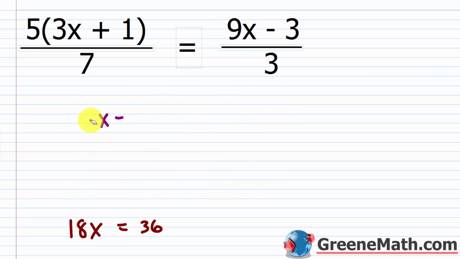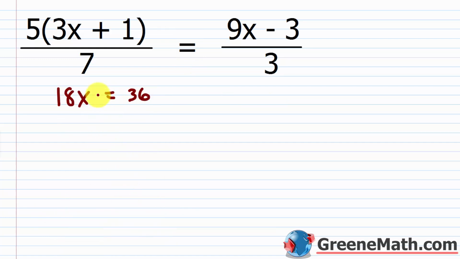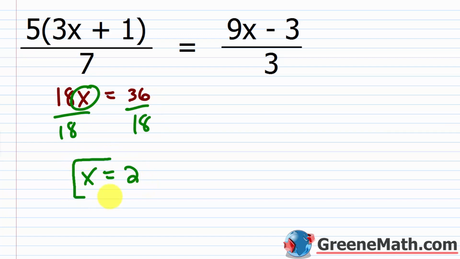All I'm going to do is divide both sides of the equation by 18 now so that I can isolate x. So let me drag this up here. I'm going to divide both sides by 18, so again, that I can isolate x. 18 over 18 is 1, so I just have x is equal to 36 over 18, which is 2. Okay, so that's my solution.